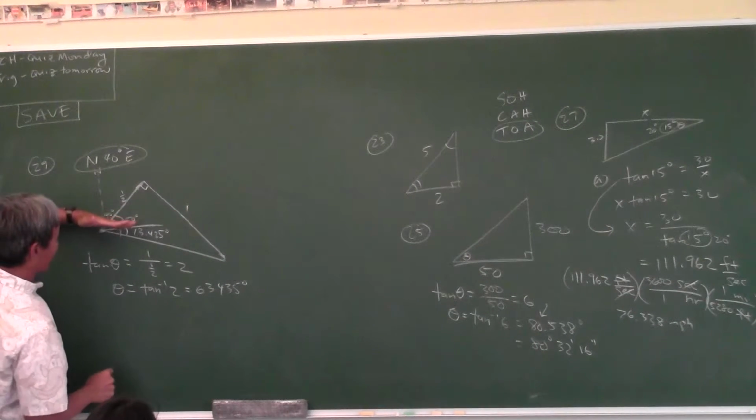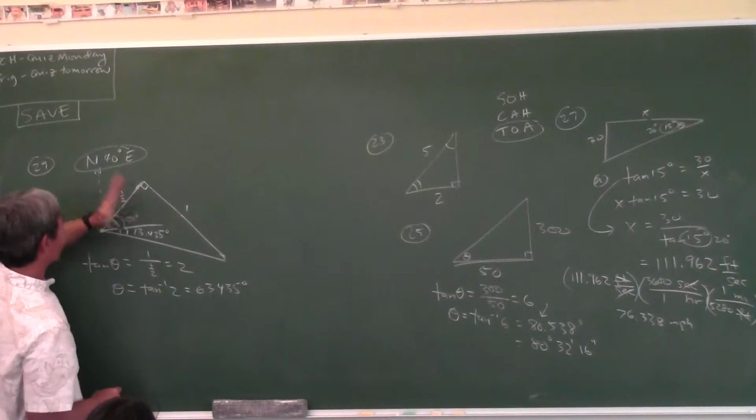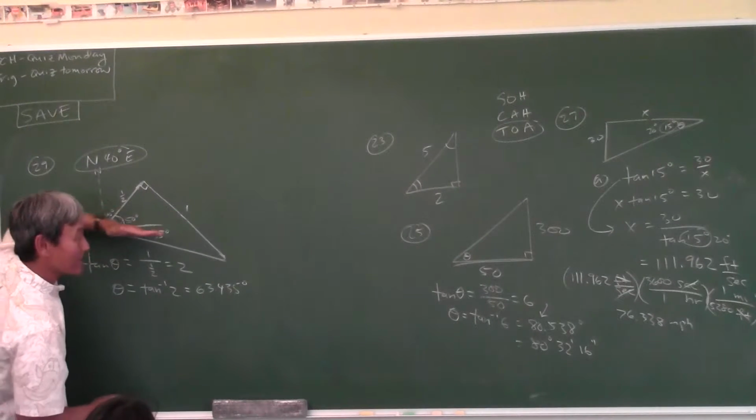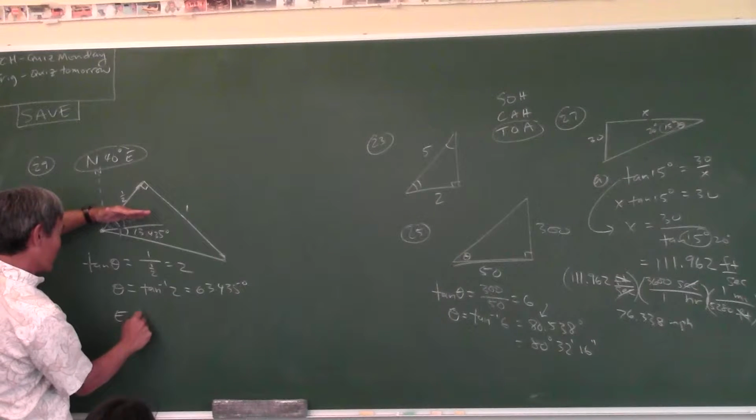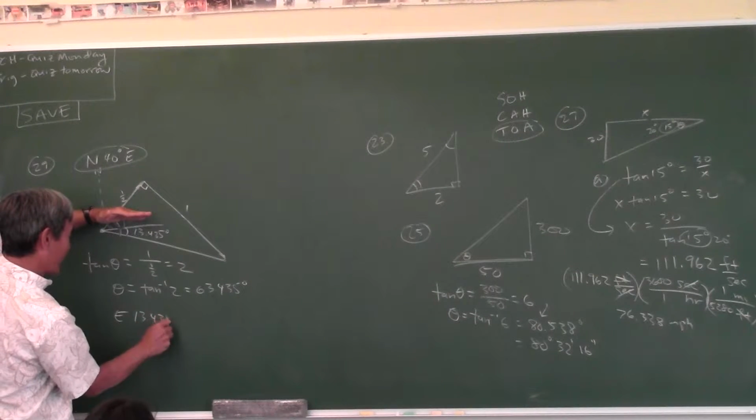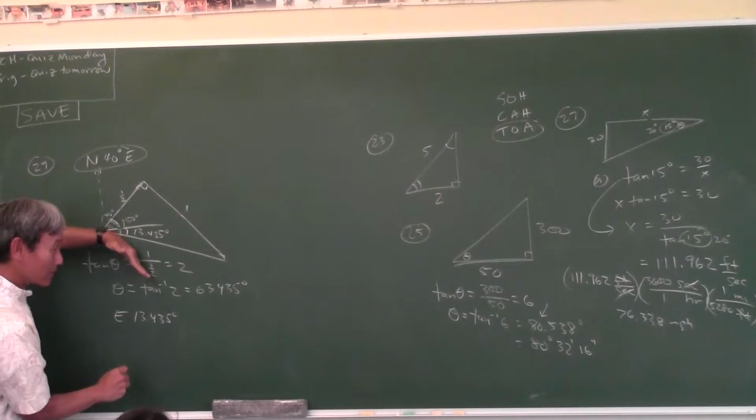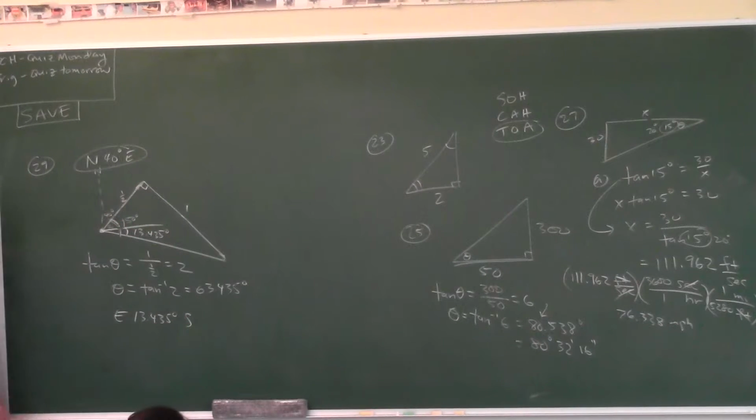So how do you give that as a bearing? What direction is this right here? Okay, here's north. What is this? This is east. From the east, you go 13.435 degrees. Which direction? South.